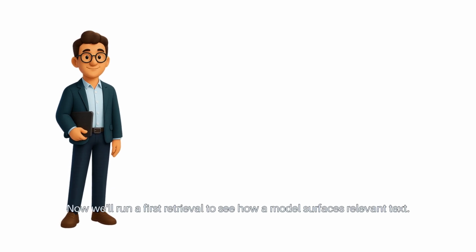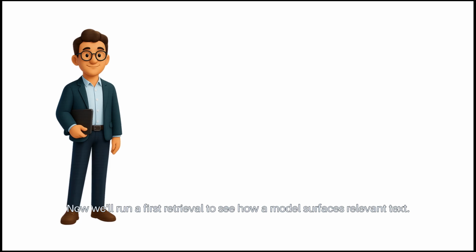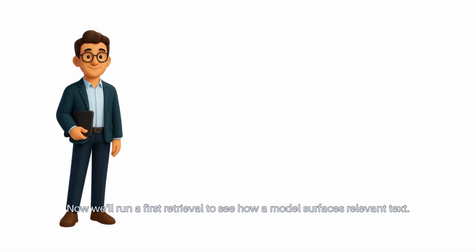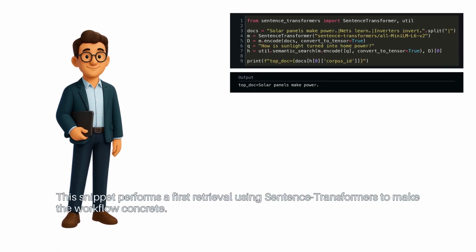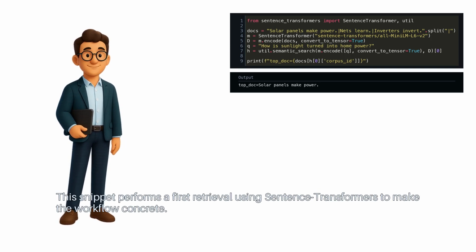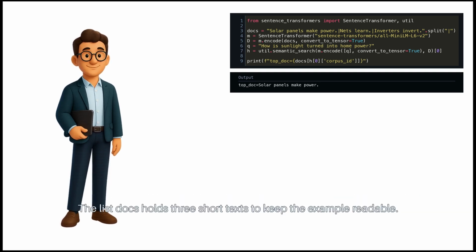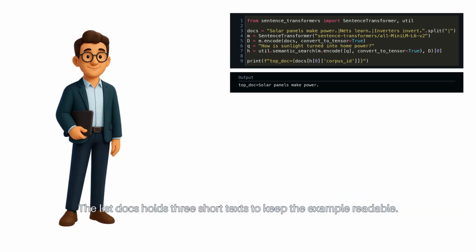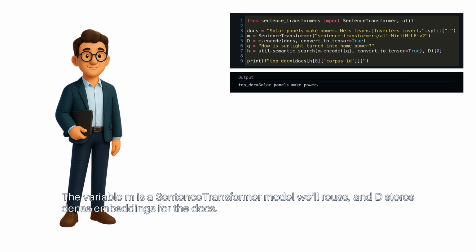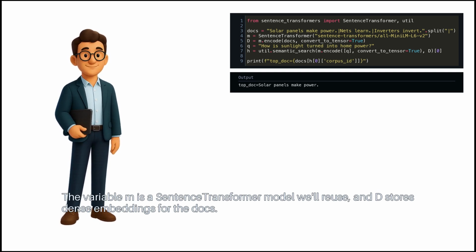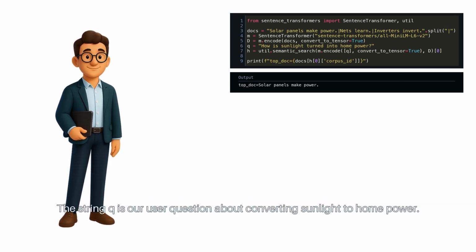Now, we'll run a first retrieval to see how a model surfaces relevant text. This snippet performs a first retrieval using sentence transformers to make the workflow concrete. The list docs holds 3 short texts to keep the example readable. The variable m is a sentence transformer model we'll reuse, and d stores dense embeddings for the docs. The string q is our user question about converting sunlight to home power.